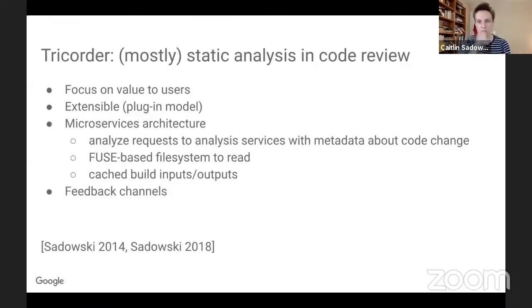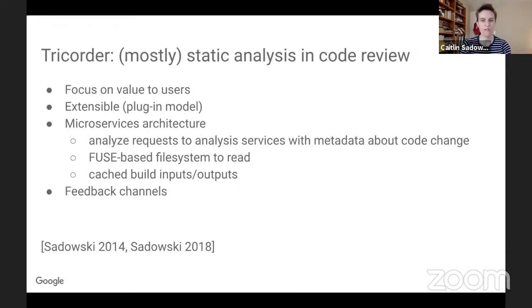All right, so I'm going to talk a little bit about Tricorder now. Tricorder has a 2014 paper, and it's also discussed a lot in a 2018 CACM article if you want some more reference. It is a static analysis platform where you can plug in different analyzers and show the results in code review. And the analyzers can be written in basically any of the top languages at Google, which is Java, C++, Go, Python, and JavaScript.